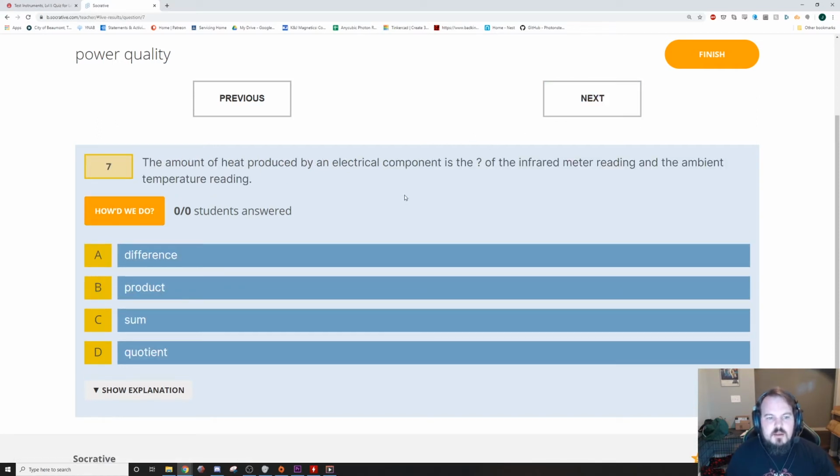Next, the amount of heat produced by an electrical component is the blank of the infrared meter reading and the ambient temperature reading. This is the difference. This one will be found on page 169, down towards the bottom, the very last thing on the page. And it's word for word this question. This whole page is talking about infrared meters, and it talks about infrared meter temperature measurement procedures.